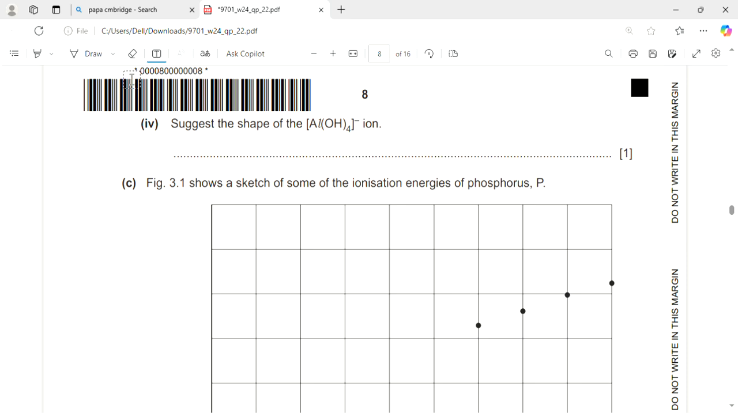Suggest the shape of the aluminum hydride negative ion, AlH4-. It means it's tetrahedral. Tetrahedral.